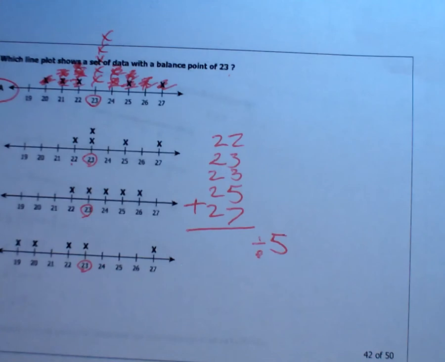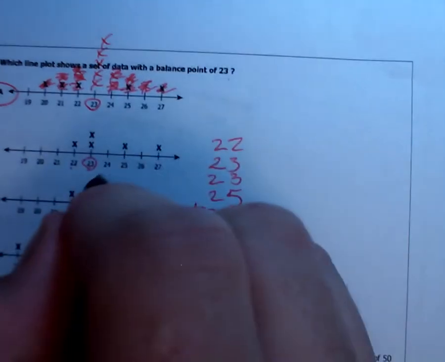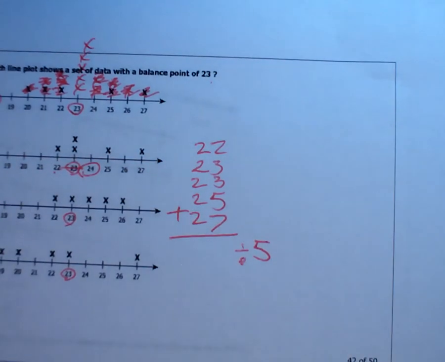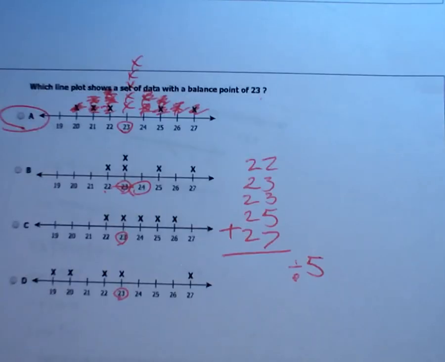So 22 plus 23 plus 23 plus 25 plus 27. All right, 120. 120 divided by 5 equals 24, not 23, so it doesn't work. So it's not B, because that would have all ended on 24 instead. So that's another way to do these, guys. If you're having trouble with it or it didn't end up the way it's supposed to and you don't want to redo it, just go ahead and do it that way.